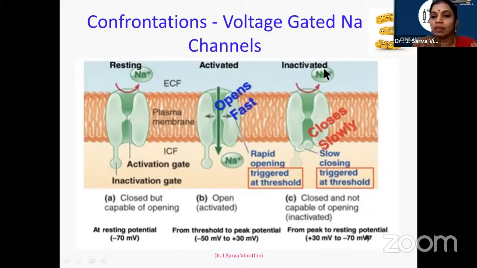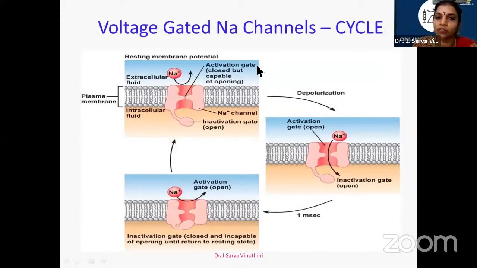At this point of time, even if this is open, the sodium cannot go in. So this is the inactivated state. So these are the 3 states now: resting, activated, and inactivated. This inactivated sodium channel again has to go back to the resting state. The voltage gate has to close and this has to open for it to be ready to open again. If it is in this state, it cannot open again. This has to get back to the resting state, and only then can it be opened. So this has to go through this full cycle.